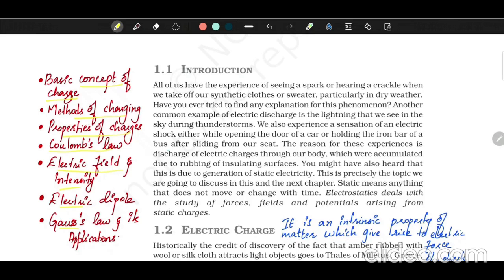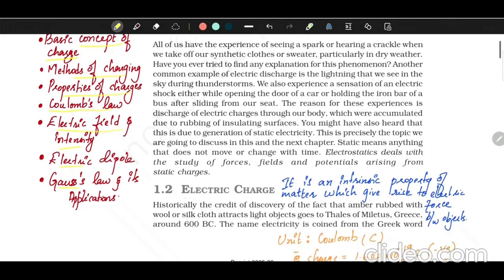So the main basic thing that you have to learn is what is meant by electric charge. Electric charge is an intrinsic property of matter which gives rise to electric force between two objects. So if there are two objects like A and B, it is a property of that matter to give rise to an electric force between those two objects. So that is called the electric charge.